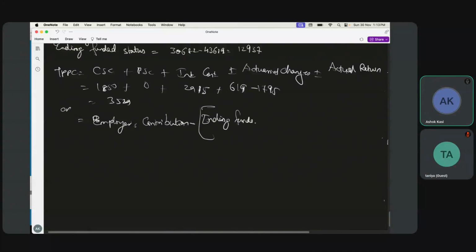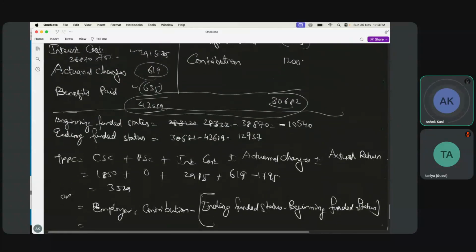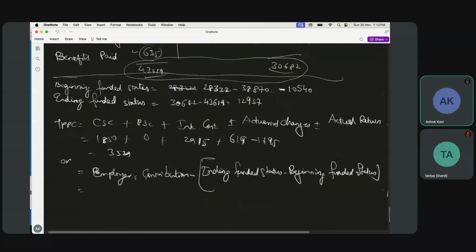ending funded status minus beginning funded status. Employer's contribution is 1200. Ending funded status is 12937. Then opening funded status is minus 10540.